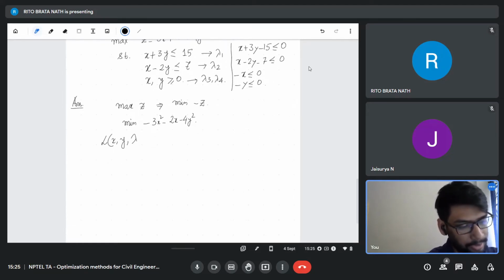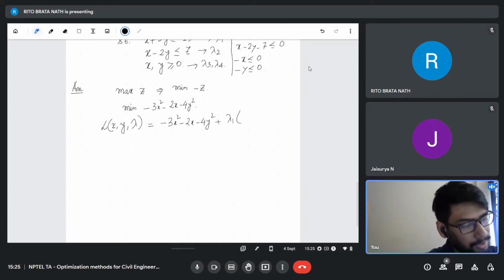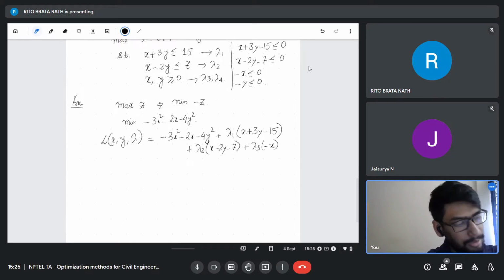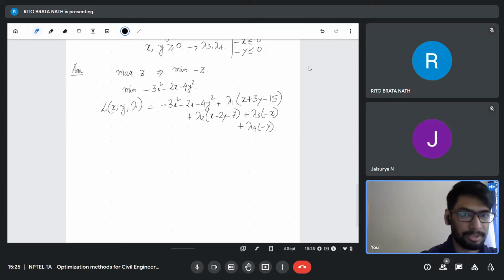So this will again be a function of lambda, where lambda contains lambda 1 to lambda 4. And you can write your Lagrangian as follows. This is the function expression, and then you will have lambda 1 times x plus 3y minus 15, plus lambda 2 times x minus 2y minus 7, plus lambda 3 times minus x, and finally plus lambda 4 times minus y. And as before, these lambdas have to be greater than or equal to 0 since we are dealing with inequality constraints here.